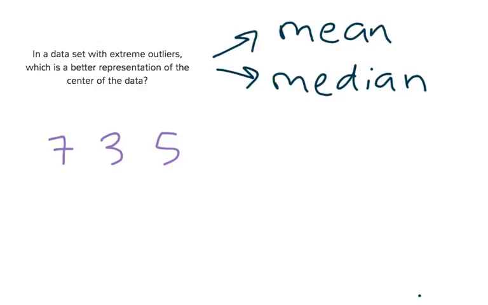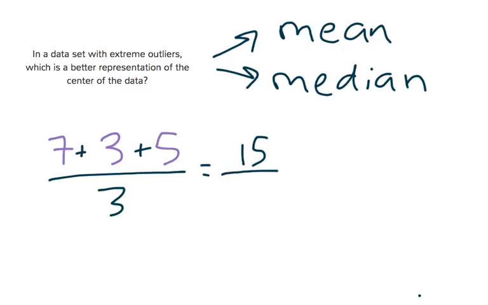When I am looking for the mean of this data set, I'm going to add all of these together and divide by 3. So let's add them together. 7 plus 3 is 10, plus 5 is 15. 15 divided by 3 equals 5. So our mean for this data set is 5.